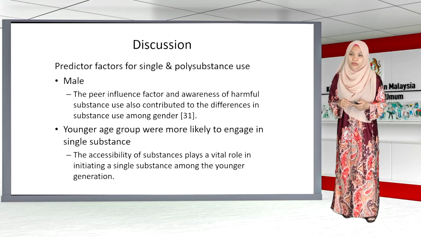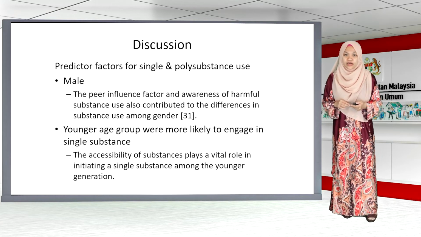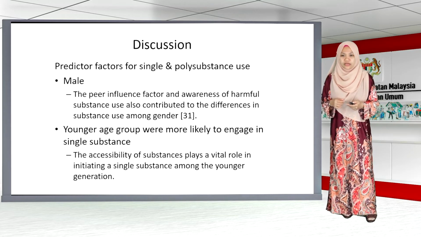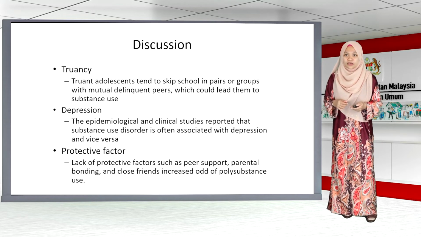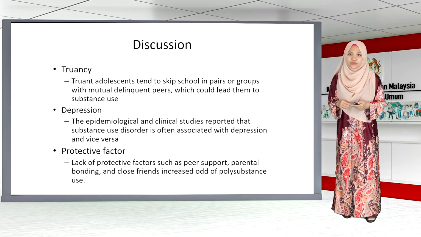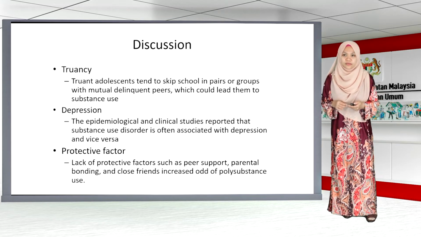For predictor factors, males were at higher risk of involvement in polysubstance use, which might be due to peer influence or awareness. The younger age group was more likely to engage in single substance use, which might be due to accessibility of the substance. For truancy, adolescents tend to skip school in pairs, which could lead them to use substances.